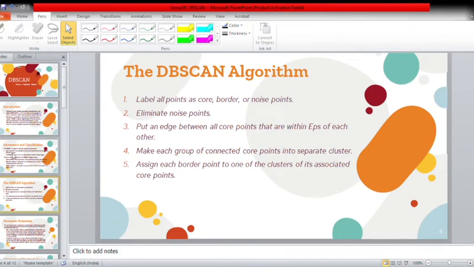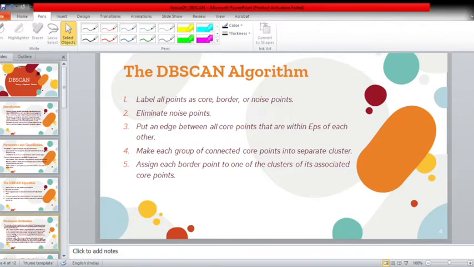Next we can see the DBSCAN algorithm. It labels all points as core, border, and noise points, eliminates noise points, and puts an edge between all core points that are within epsilon of each other. It makes each group of connected core points into a separate cluster, and assigns each border point to one of the clusters of its associated core point.